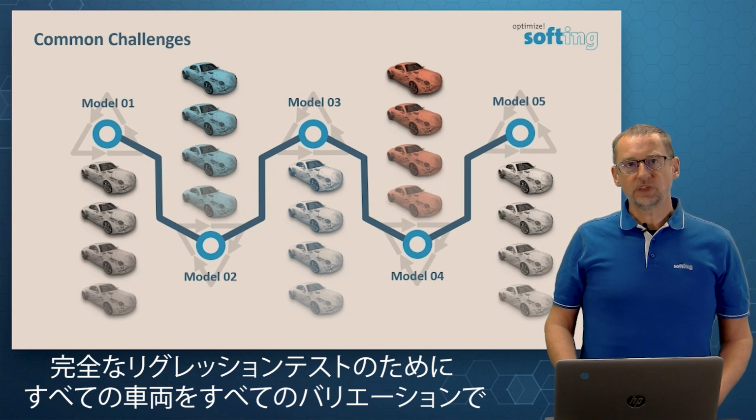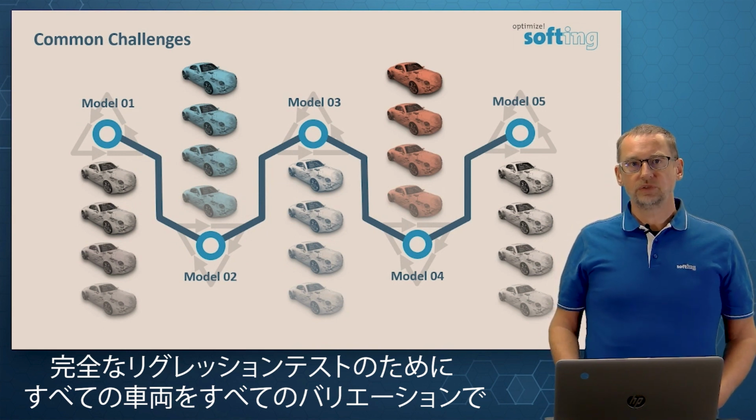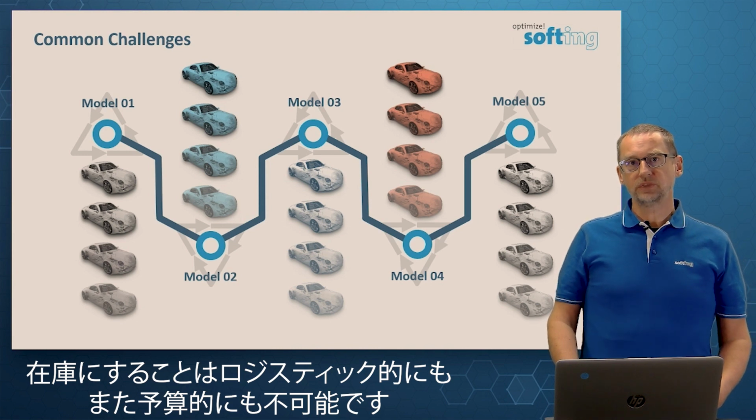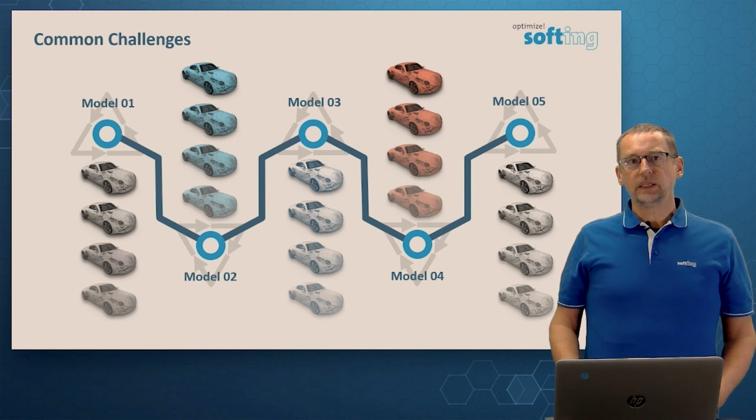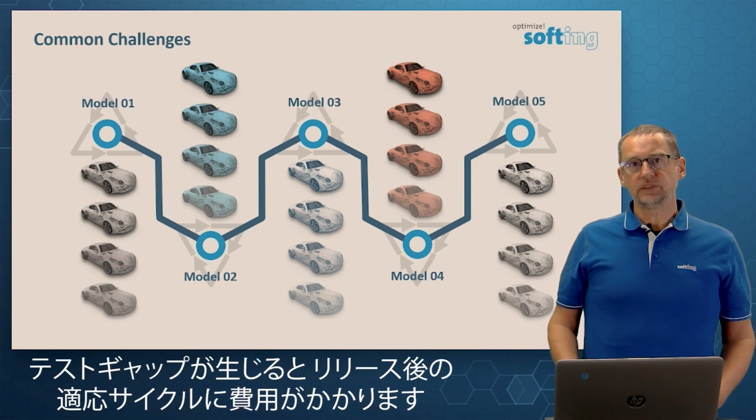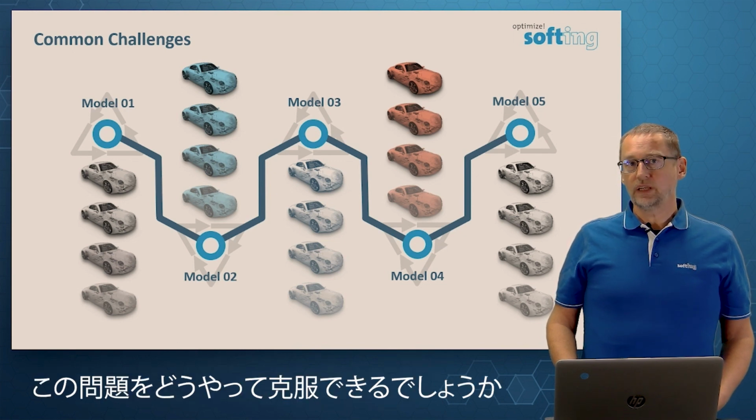For a complete regression test, all vehicles must be available in all variants. Logistically and in terms of budget, not all vehicles can be kept in stock in all variants. Test gaps will arise, which leads to expensive adaptation cycles after the release. How can we overcome this problem?